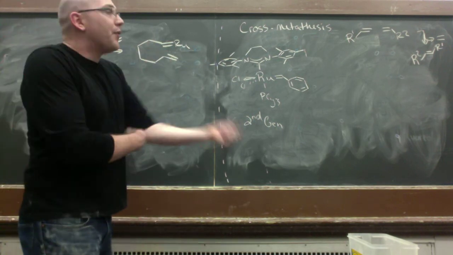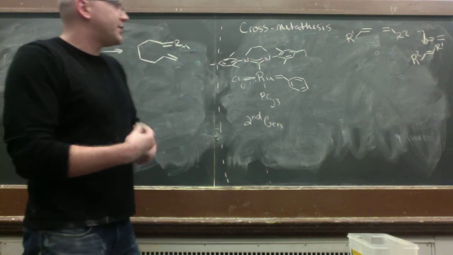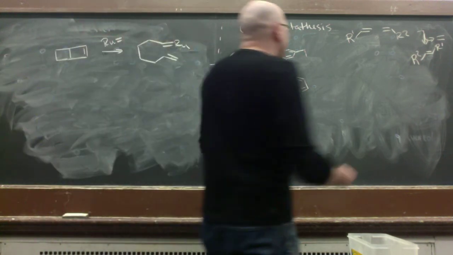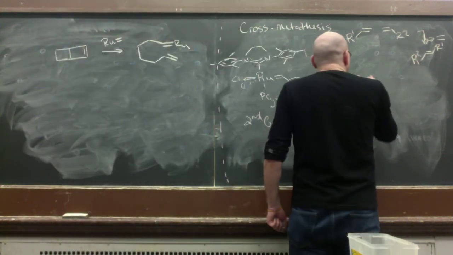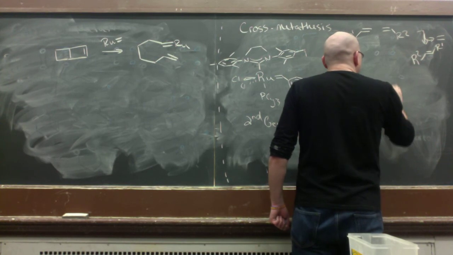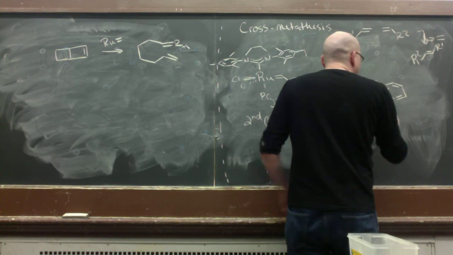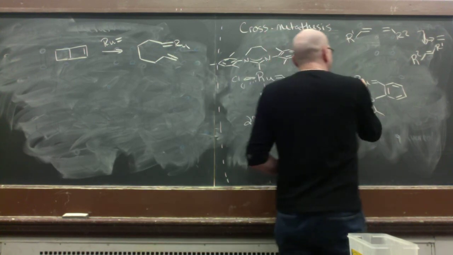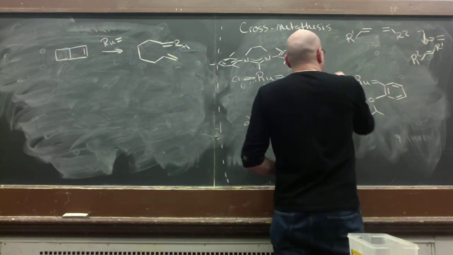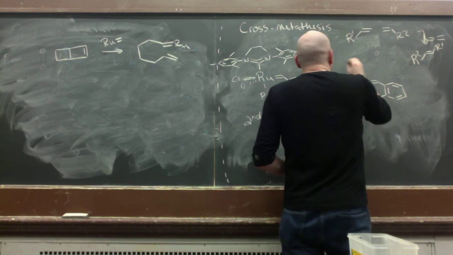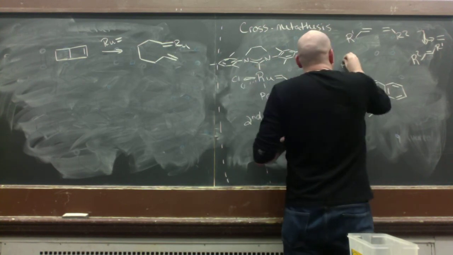So down the hall, Amir Hoveyda was working in similar types of situations related to the metathesis catalyst. And what they found is that you could actually get rid completely of the phosphine by simply putting a nice isopropoxy group down here. And I'll just abbreviate this as H2IMes.